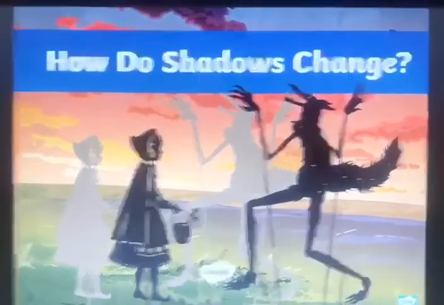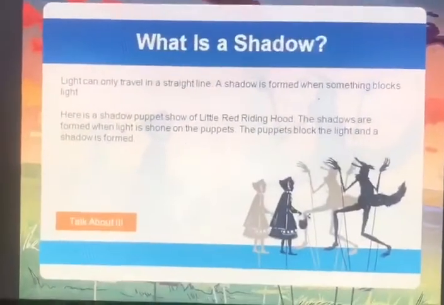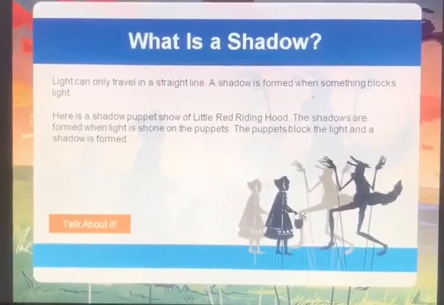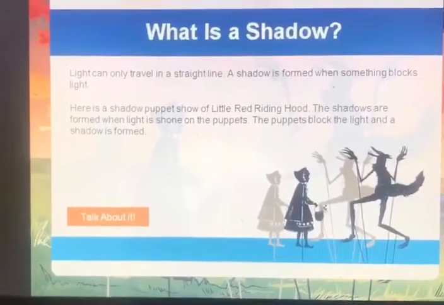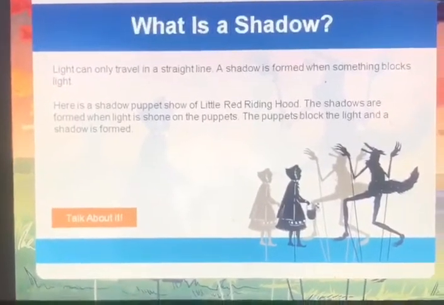This week's topic for science is shadows and how shadows change. So first we're going to look at what is a shadow. So we know that light can only travel in a straight line, so we can call a light a ray or a beam, and a shadow is formed when something blocks that light.